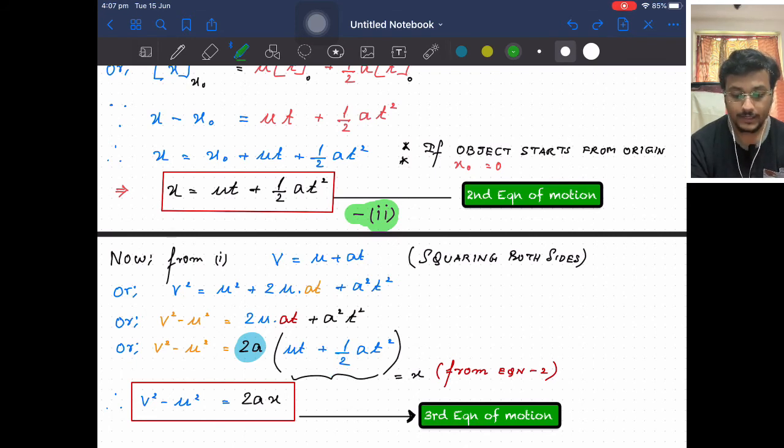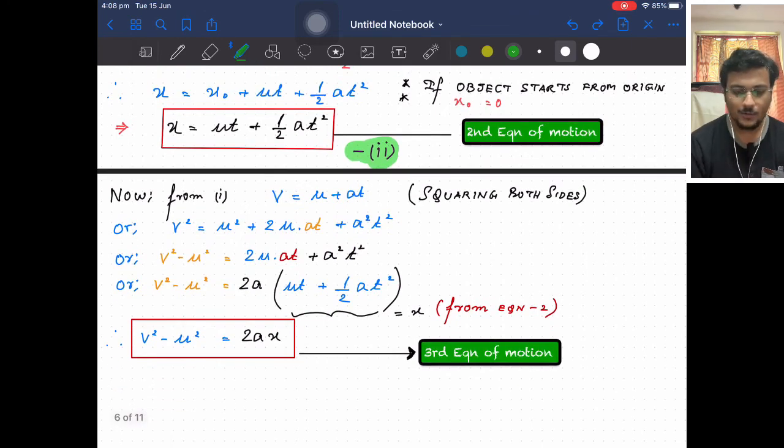Again, let's perform the action on the other term. Half at square also. 2a into half at square: 2 and 2 cancel out. a into at square gives us a square t square. So we are totally correct. We are there. We have almost solved it. Now whatever is inside the bracket, my dear kids, tell me, what's this? ut plus half at square is the distance traveled by the body, x. The second equation of motion, as you can observe here.